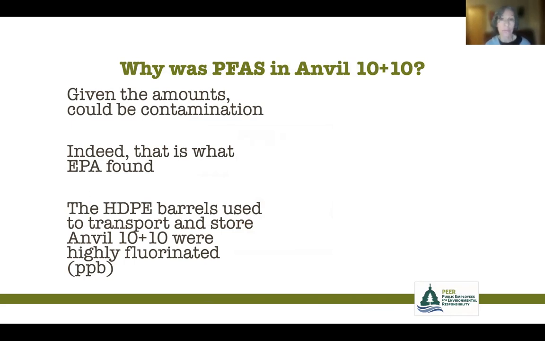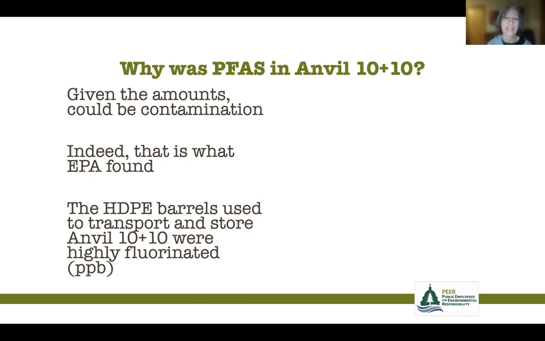So they thought, well, yeah, people could be deliberately putting PFAS in these pesticides. Given the amounts that we were finding, which were in the couple hundred to couple thousand parts per trillion, it could indeed be contamination. And indeed, that's what EPA found. When EPA heard our results, they themselves tested the Anvil, and they also found PFAS in Anvil.